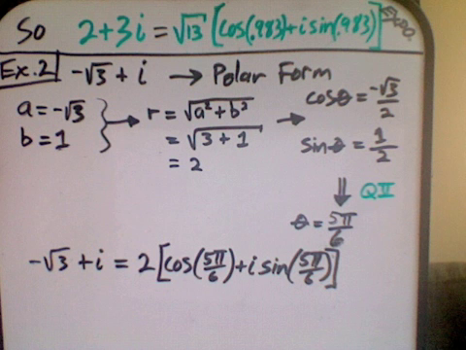Using that, we can find r, as you see here. It's got to be 2. And using our formulas for cosine and sine of theta in this situation, we find them to be negative root 3 over 2 and 1/2 respectively. That places us in quadrant 2, and so theta must be 5 pi over 6. And here you see the full number written in polar form.